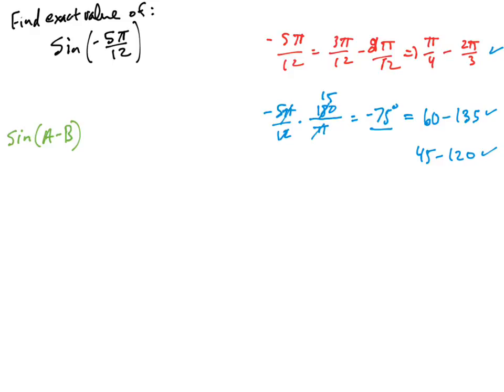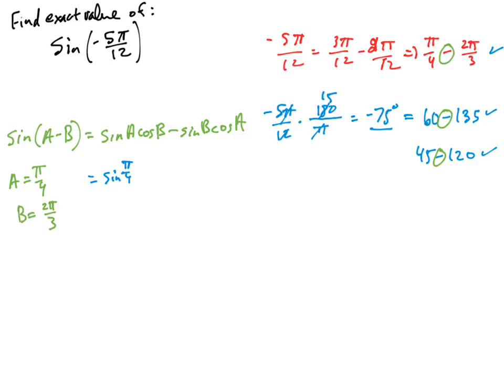So this is sine. I'll write out the difference formula here. And we're using the difference formula because all of these options I came up with are differences. So we're going to say sine of A cosine B minus sine B cosine A. And I will let A equal pi over 4, B equal 2 pi over 3. We're going to have sine pi over 4 cosine 2 pi over 3 minus sine 2 pi over 3 cosine pi over 4.